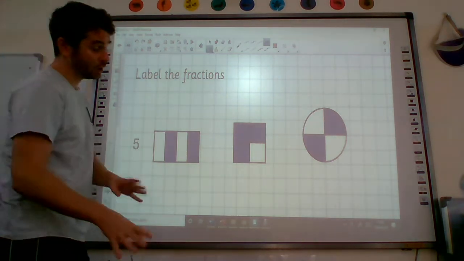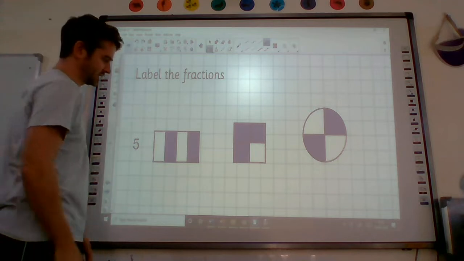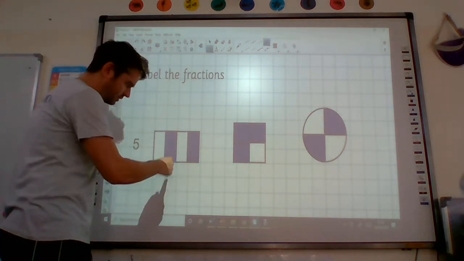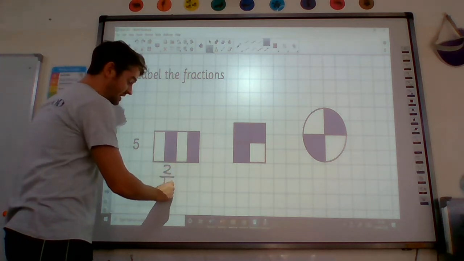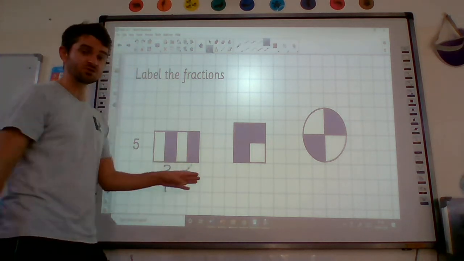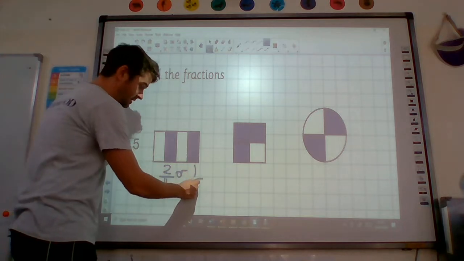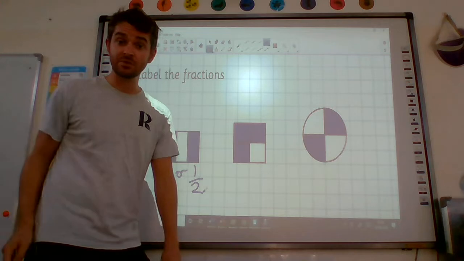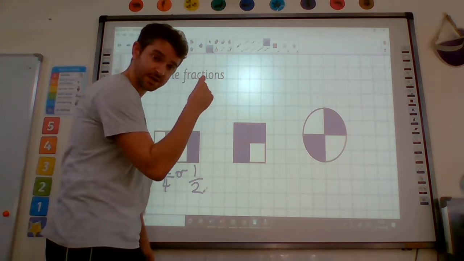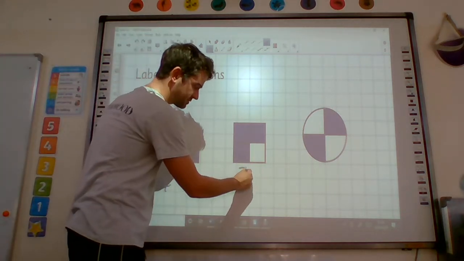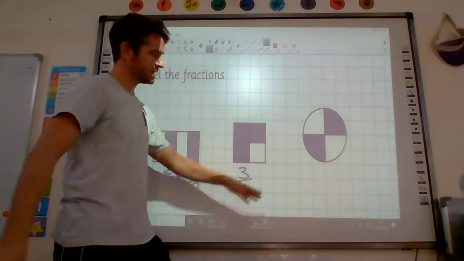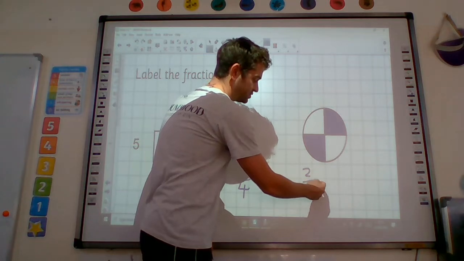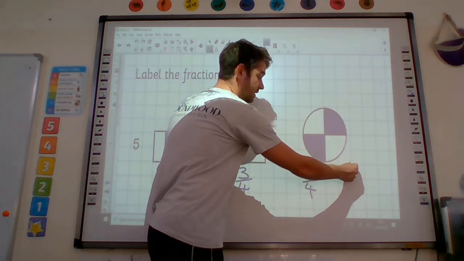Okay, hopefully you've had a go. Tiny, tiny, tiny bit trickier, but we can still use the same skills. 2 out of 4. 2/4. And by now we're starting to remember 2/4 is the same as half. On to the next one. 1, 2, 3 out of 4. Or you might be one of those people who are very lucky and can see straight away, I know that's 3/4. 3/4. And then this one on the end, 2 out of 4, 2/4 or half.